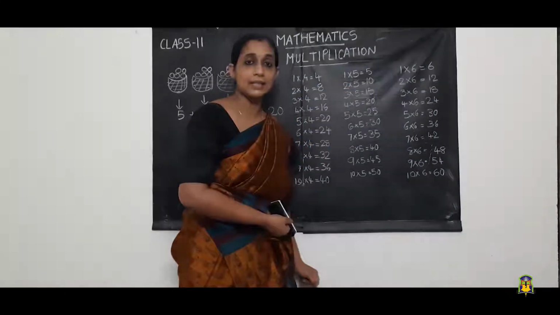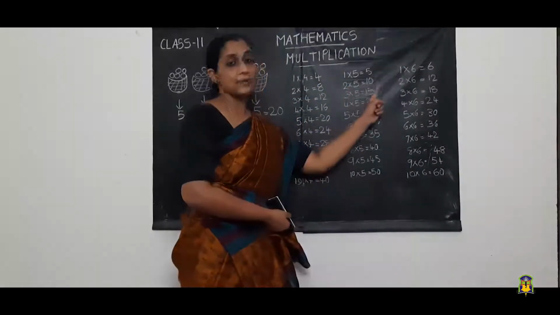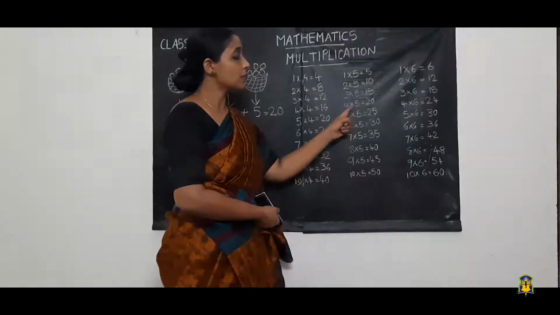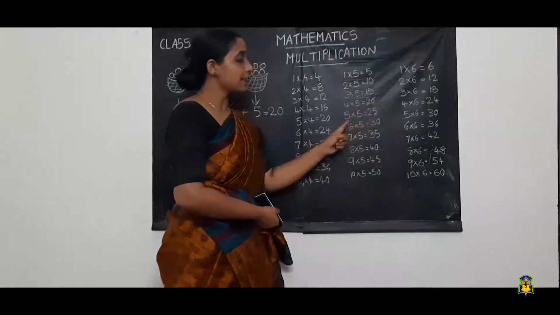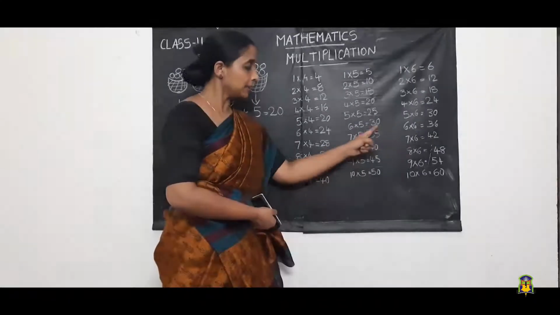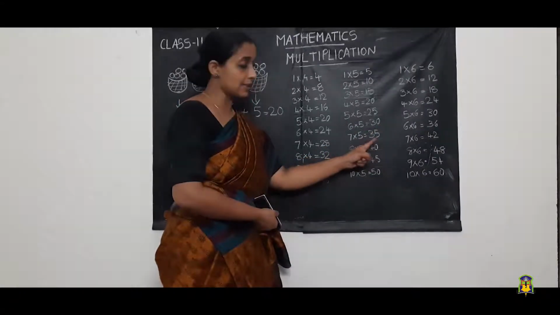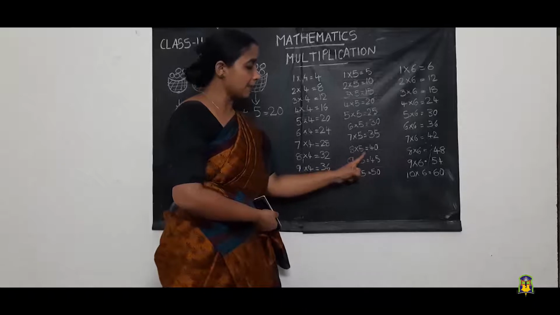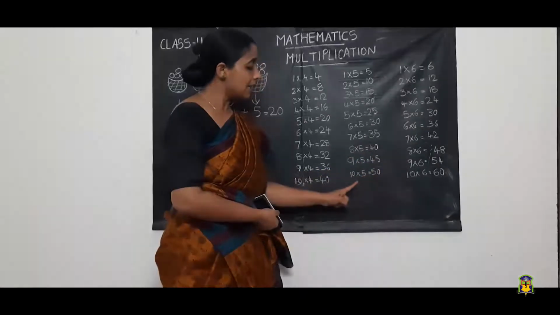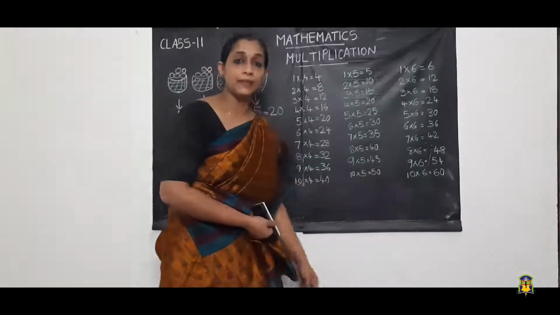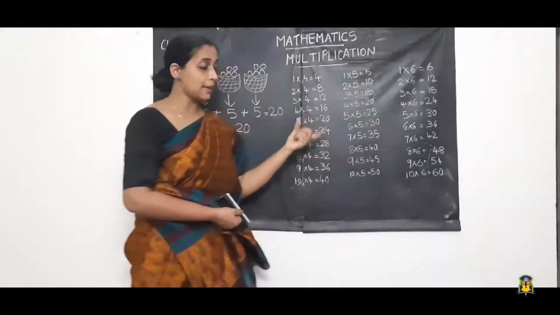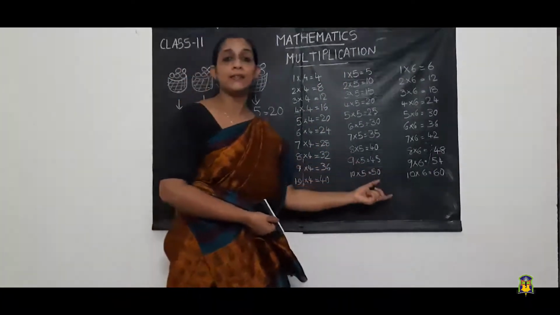1 times 5 is 5. 2 times 5 is 10. 3 times 5 is 15. 4 times 5 is 20. 5 times 5 is 25. 6 times 5 is 30. 7 times 5 is 35. 8 times 5 is 40. 9 times 5 is 45. 10 times 5 is 50. Okay. So now we have learnt the table of 4 and 5.